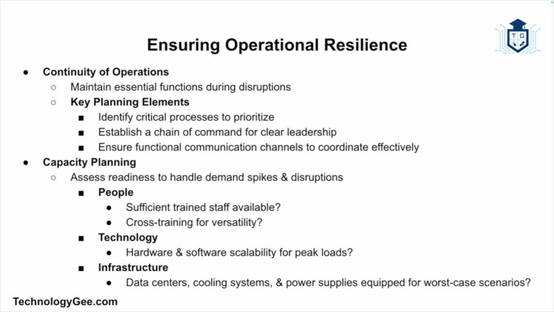And then we have what is called capacity planning. This involves assessing what you need to keep your systems running smoothly, even during unexpected spikes in demand or disruptions. Some of these aspects could be people. Do you have enough trained staff to handle emergencies, and are they cross-trained for versatility? Another aspect is technology. Can your current hardware and software scale during peak loads? And then we have infrastructure. Are your data centers, cooling centers, and power supplies equipped to handle worst case scenarios?